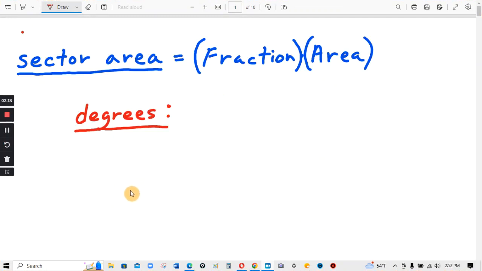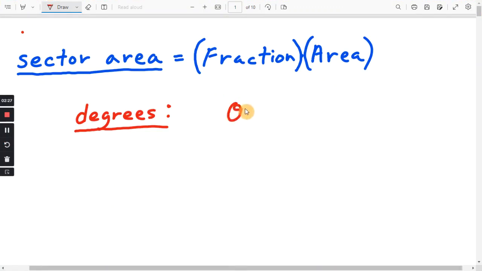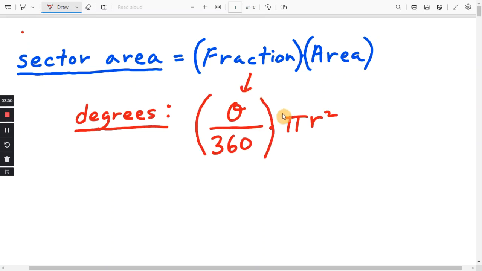So if the central angle theta is in degrees, the fraction of the circle is the same as before for the arc length: theta divided by 360 degrees, because all the way around the circle is 360. And that's going to be multiplied by the area of the circle. We know that the area of a circle is pi r squared. So this fraction is right here, and it is multiplied times the area of the circle. That is the formula for sector area when dealing with degrees.